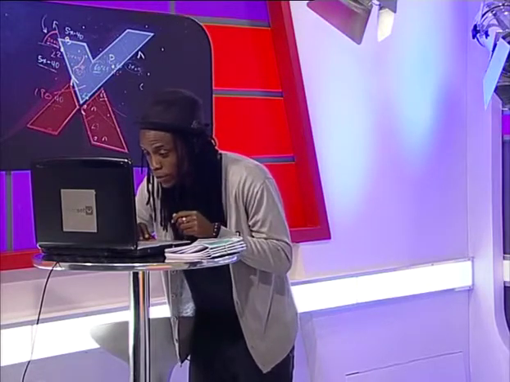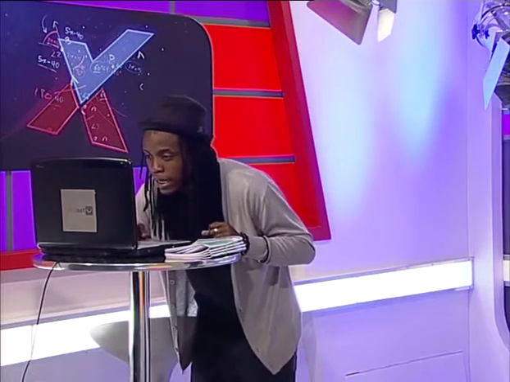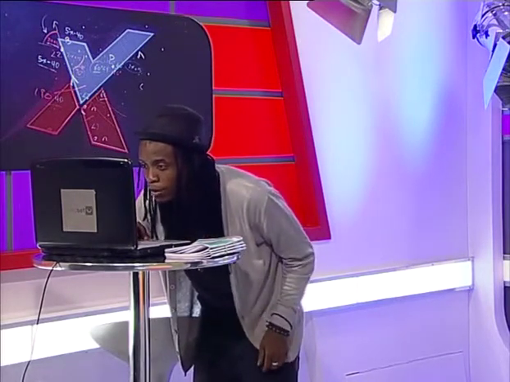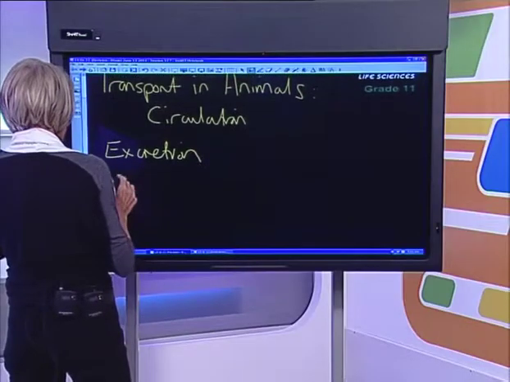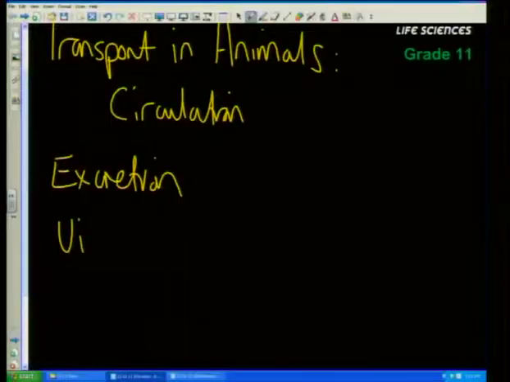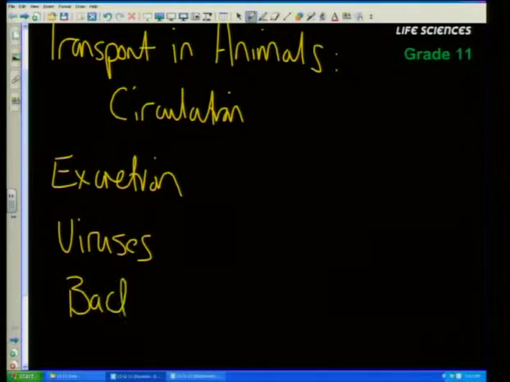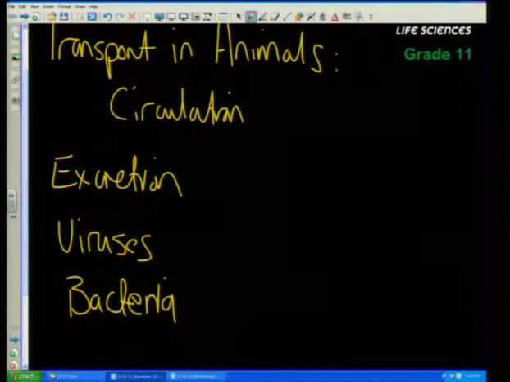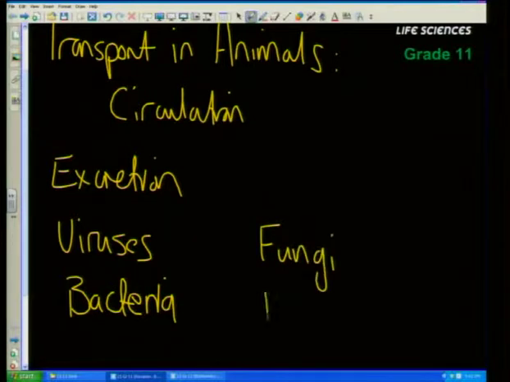Let me actually see what we have here. Yes, we have one already from Mashatsi. He wanted to find out if we could please do the nephron. Oh, okay. I'm just making a list here of what you people need to know, and then we've got viruses. And then Jameson actually wanted to find out if we could do bacteria as well. I can do one thing at a time though. No problem. And we've got bacteria, viruses, fungi, and we have protists.